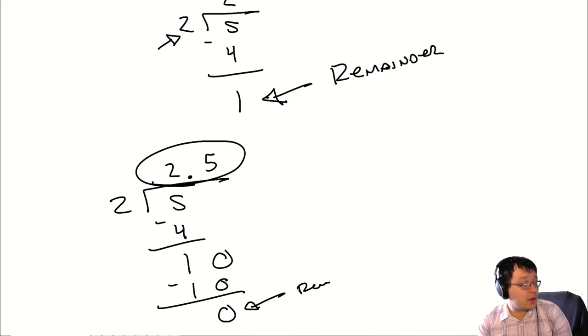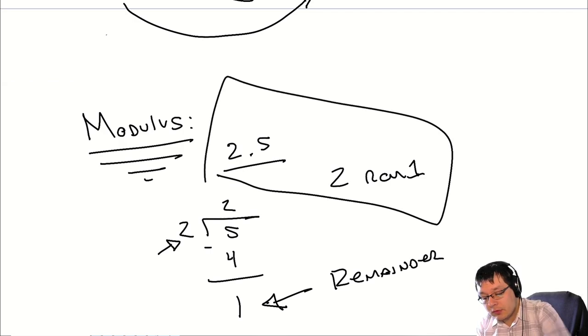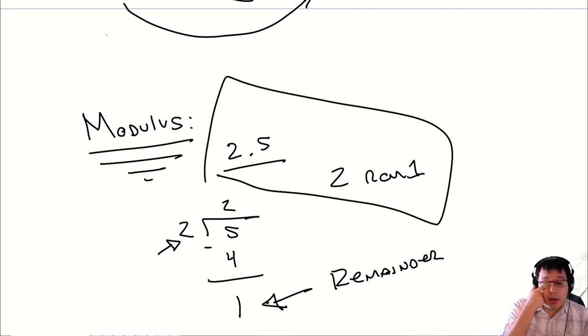Okay, so that's how you would get the decimal equivalents. But either of these are completely accurate. 2.5 or 2 remainder 1 are both perfectly valid answers to the question, what is 2 divided by 5? Okay? I don't think I need to do another example of that because you guys know how to do division, I hope, by hand.